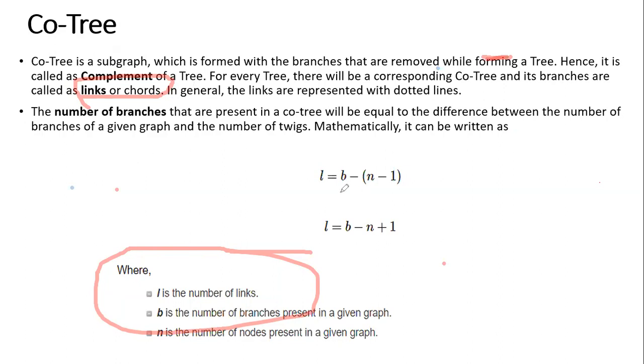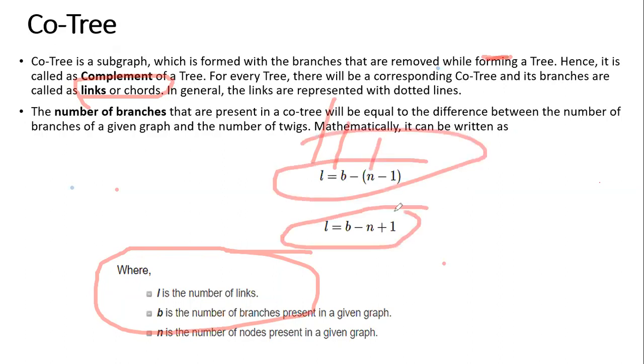And if L is the number of links, B is the number of branches, N is the number of nodes, then this relation is followed. Number of links is equal to B minus N plus 1. So this relation is very, very important for trees. L equal to B minus N plus 1, where L is the number of links, B is the number of branches of the graph, and N is the number of nodes.